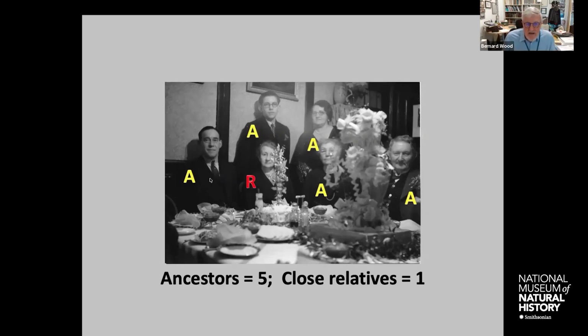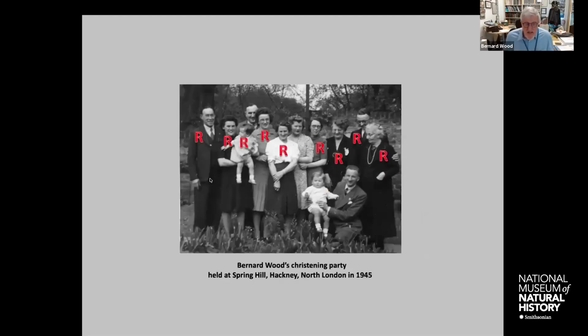The R is Aunt Kitty. She was delightful, but she was not my ancestor. She was a close relative. Okay. Aunt Kitty was a close relative and not an ancestor. So in that picture, the ratio of ancestors to close relatives is high in favor of ancestors.